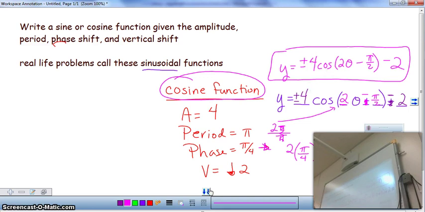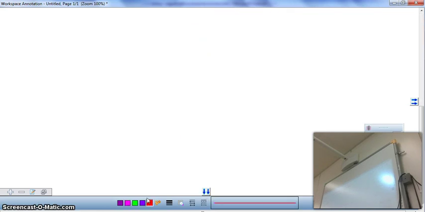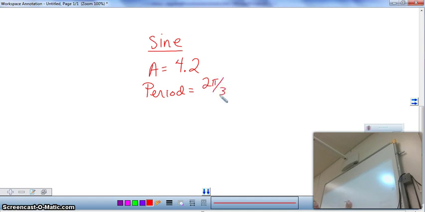Let's try another one. I'm going to get one with kind of a weird period to see if we can work on fractions a little bit. So let's make a sine function. Let's say the amplitude is 4.2. The period is, let's do 2 pi over 3. That one comes up a lot. The phase shift, we're going to say is pi over 6 to the left, or negative pi over 6. And the vertical shift we'll say is 17.